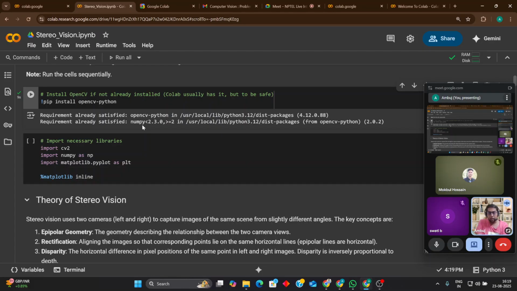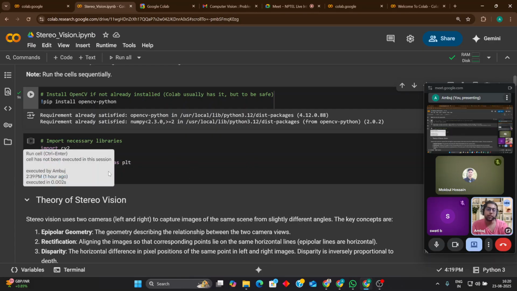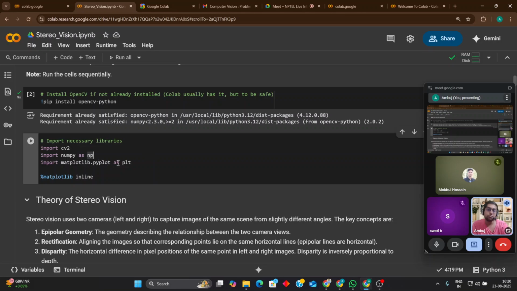Then you try to import the necessary libraries. Import cv2. cv2 is another library in this opencv-python package. Then import numpy as np and matplotlib.pyplot as plt. These are all libraries, and from the libraries I am importing the functions. You can write np also, you can write plt also, whichever name you want to use.